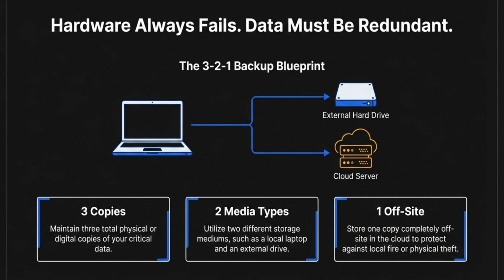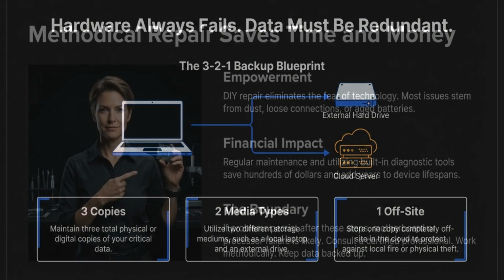Hardware always fails, so data must be redundant. Follow the 3-2-1 backup blueprint. Maintain 3 total copies of your data. Utilize 2 different storage mediums, and store 1 copy completely off-site in the cloud.